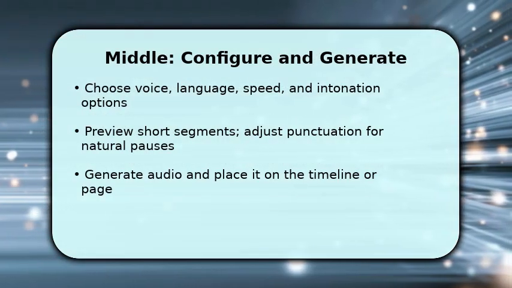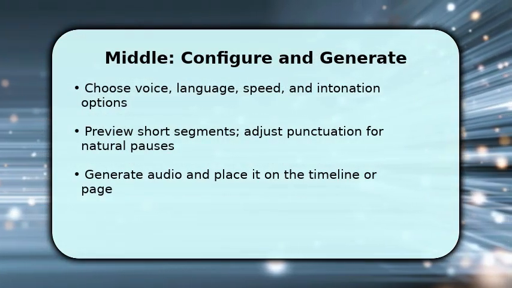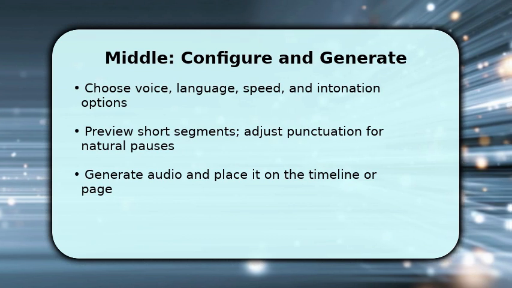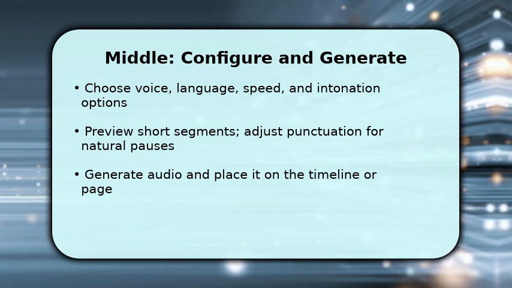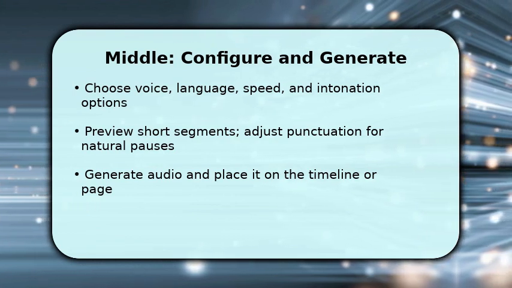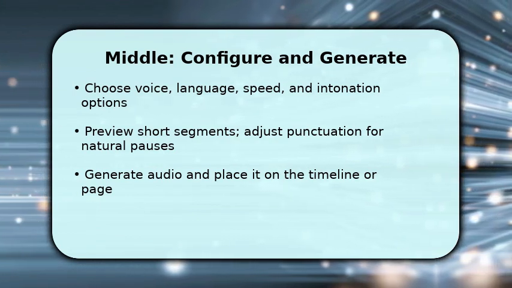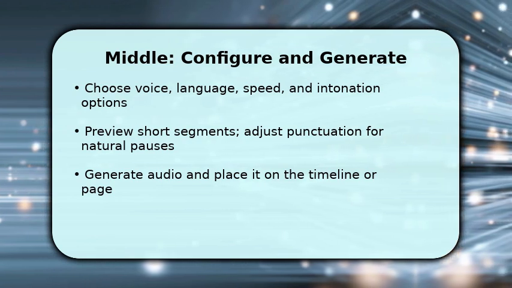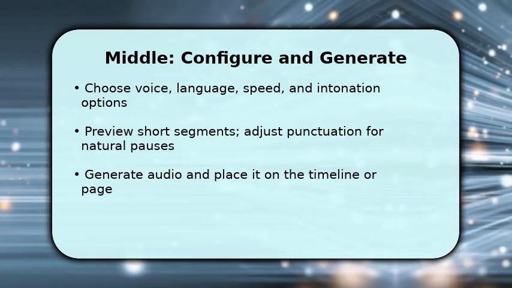Choose the voice, set language, and adjust speed or pitch to fit your content, faster for summaries, slower for explanations. Preview short segments to check pacing and edit the text. Add commas, dashes, or ellipses to introduce natural pauses. Once satisfied, click Generate to create the audio file.